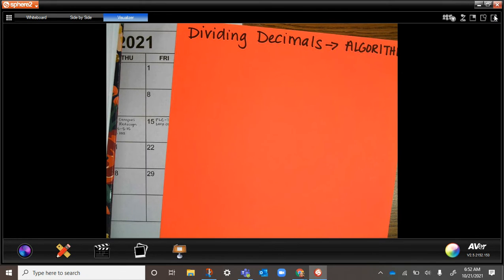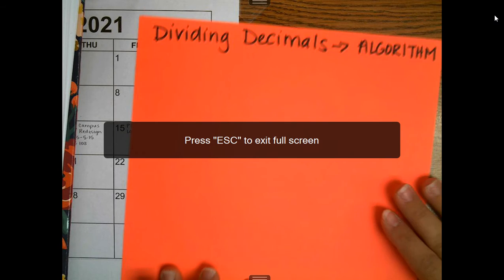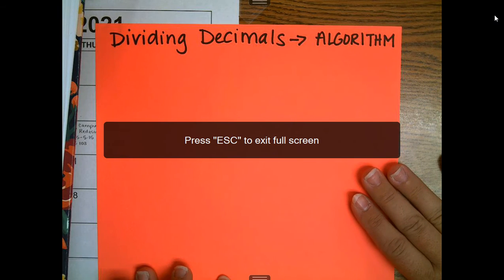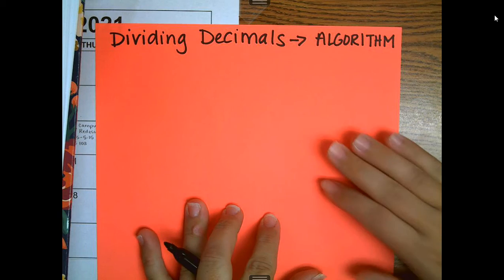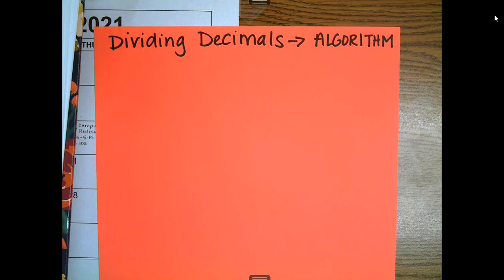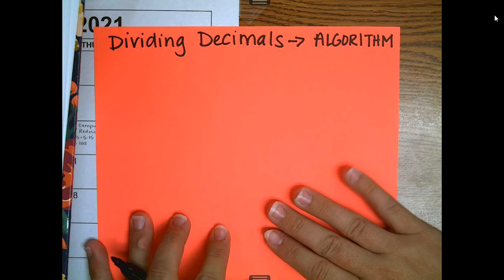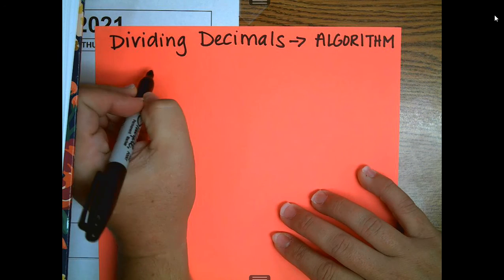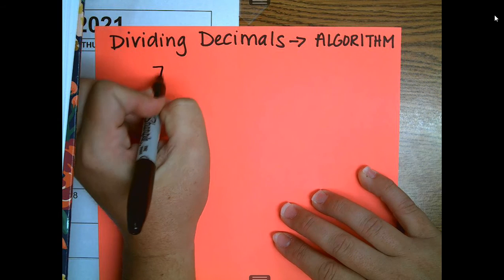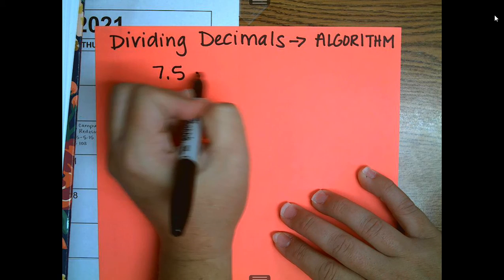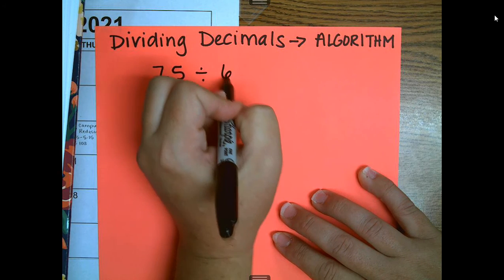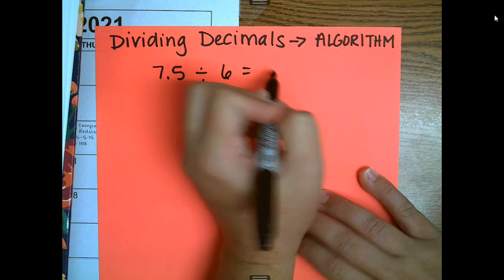Hello, everybody. So today we are going to practice dividing by decimals. And with this, we're going to be working with the standard algorithm. And so let's say we have a problem where we need to divide. We've got 7 and 5/10, and we're going to divide this by 6, and we're going to see what that equals.